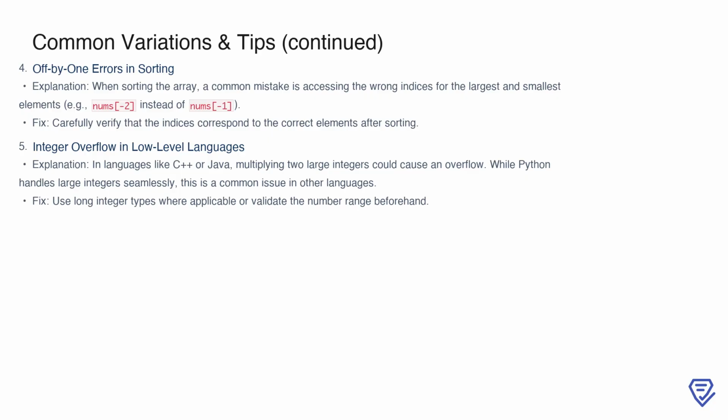Additionally, in low-level languages like C++ or Java, integer overflow can be a problem. When multiplying two large integers, the result might exceed the storage capacity, causing incorrect results. Python handles large integers automatically, but in other languages, you may need to use long integer types or validate the number ranges beforehand to avoid overflow errors. These seemingly small mistakes can significantly impact the correctness of your solution, so addressing them is key.